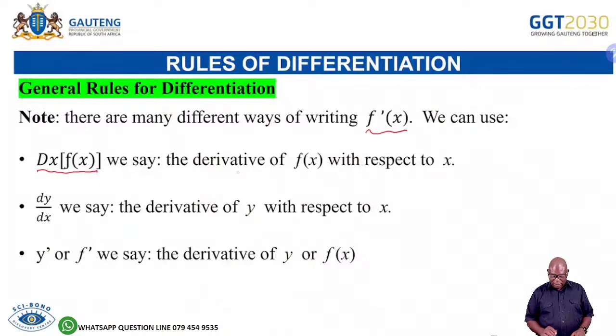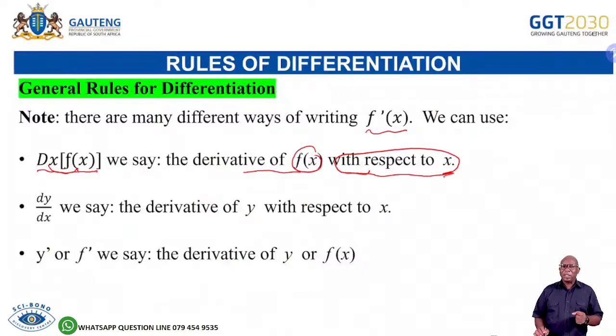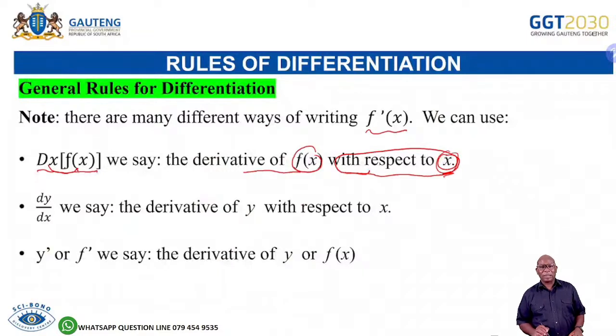And we say this is the derivative of f of x with respect to x. This is very, very important. Once they say with respect to, then you must look for the letter that is written there. Sometimes they say with respect to r, with respect to a. It means that you are differentiating the a. So please make sure that you check which letter is written there.